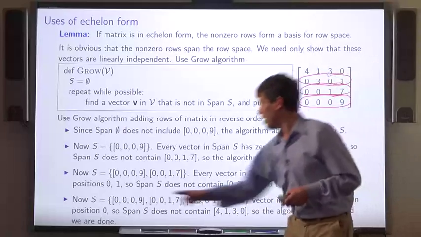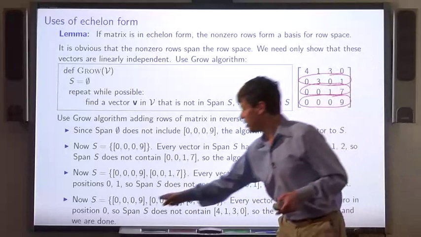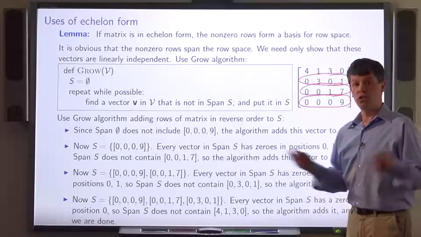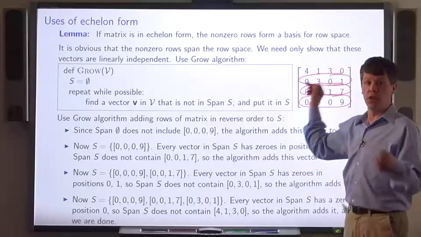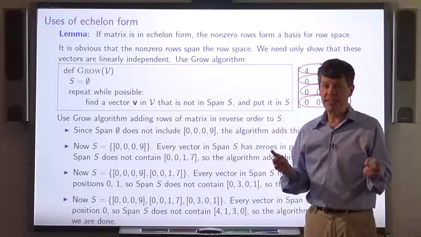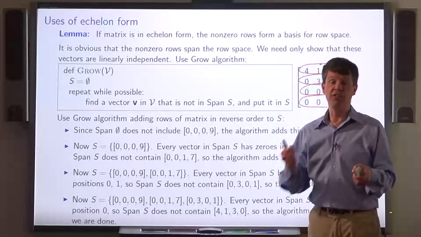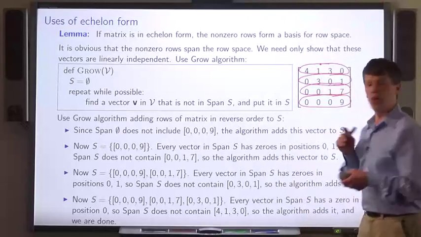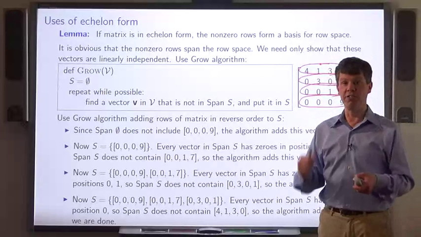Now S consists of these three vectors. Every vector in span of S has a 0 in position 0. So span of S doesn't include this vector, so the GROW algorithm goes ahead and adds that as well. We know that at every stage in the execution of the GROW algorithm, the set S is linearly independent. So we've shown that all the rows of this matrix are linearly independent.